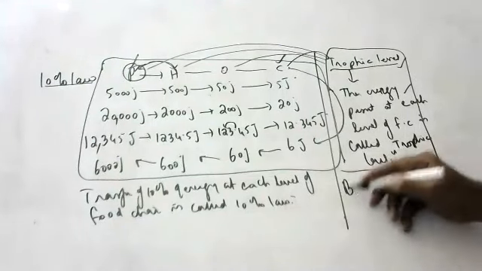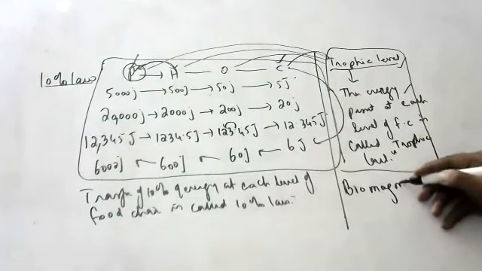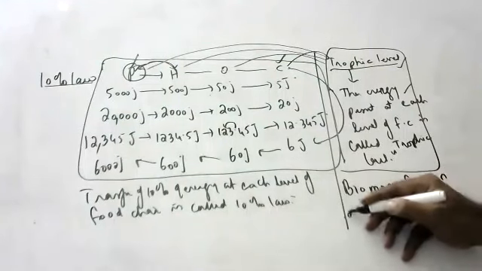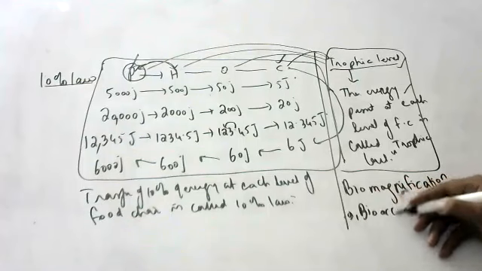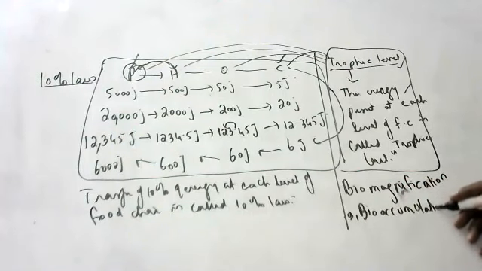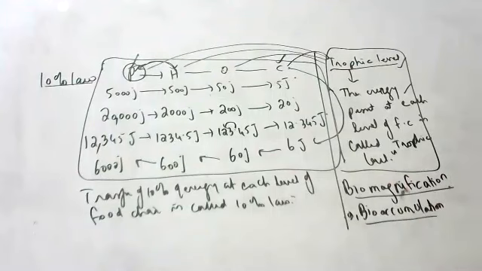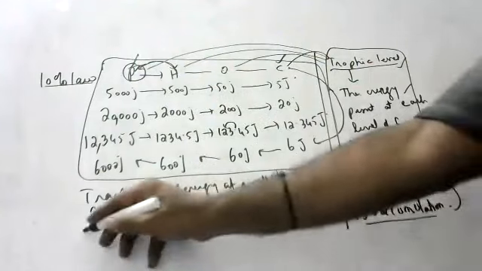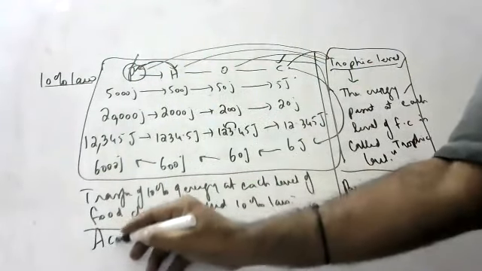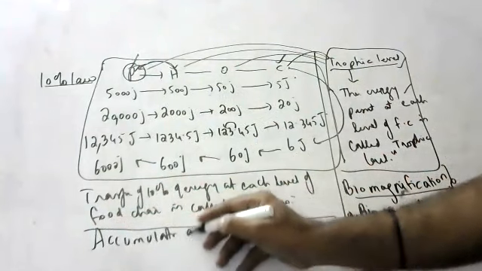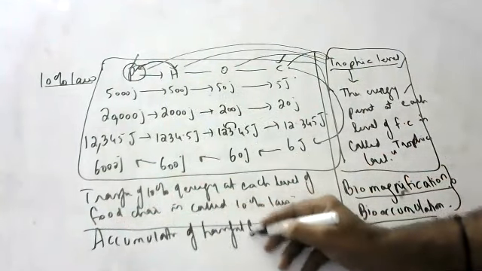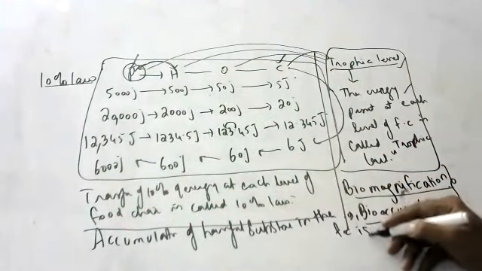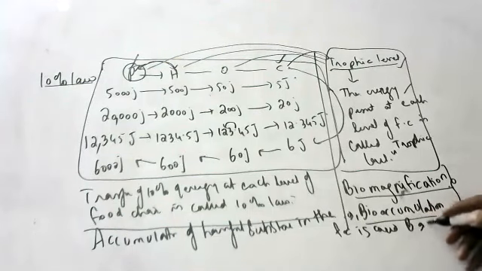Next important topic, biomagnification, or bioaccumulation. What is biomagnification or bioaccumulation, children? Accumulation of harmful substances in the food chain is called biomagnification or bioaccumulation. Definition I'm writing here: accumulation of harmful substances in the food chain is called biomagnification or bioaccumulation.